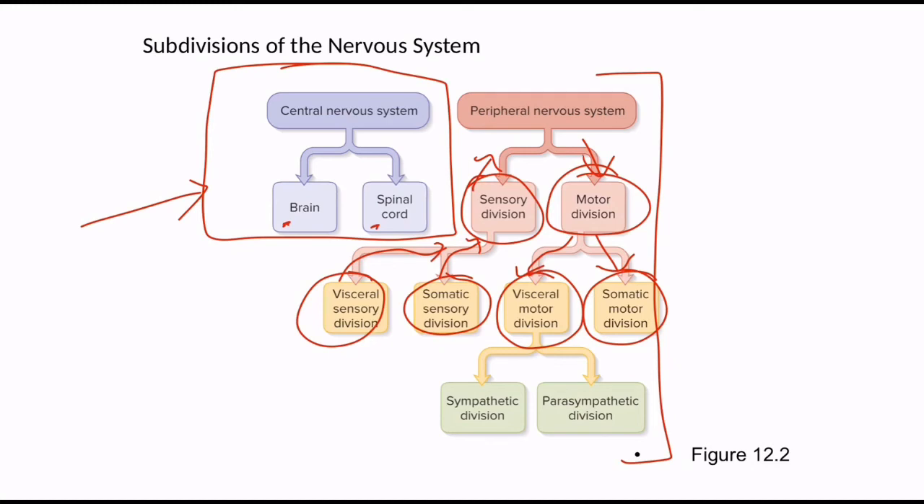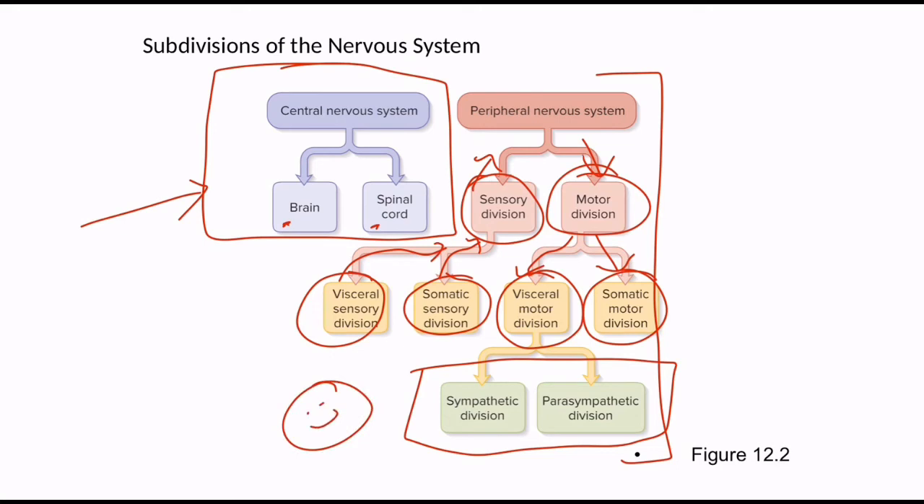And then that visceral motor division has something else that it has to worry about. It has to worry about being up and ready to go and bringing things down a few notches, right? Rest and digest. So the sympathetic and the parasympathetic divisions. All right, lots of complexity. Hopefully that flowchart will help you remember a little bit.